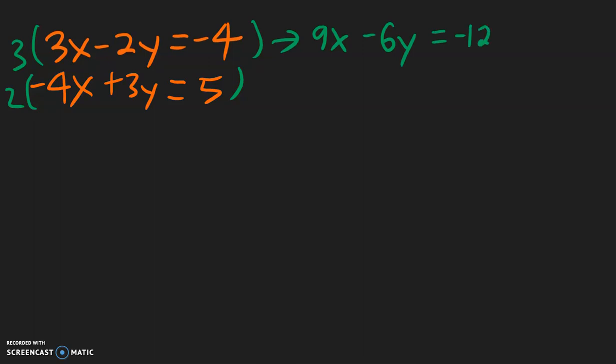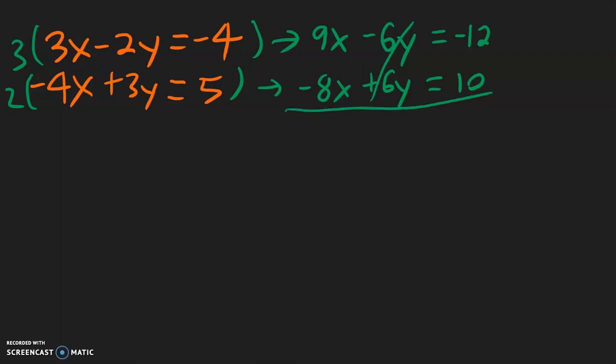Now for the bottom one, we have 2 times negative 4. It's going to be a negative 8x. 2 times positive 3y is going to be a positive 6y. And 2 times 5 is going to be a positive 10. So now we have a 6y and a negative 6y, which can cancel out. So let's combine the two equations.